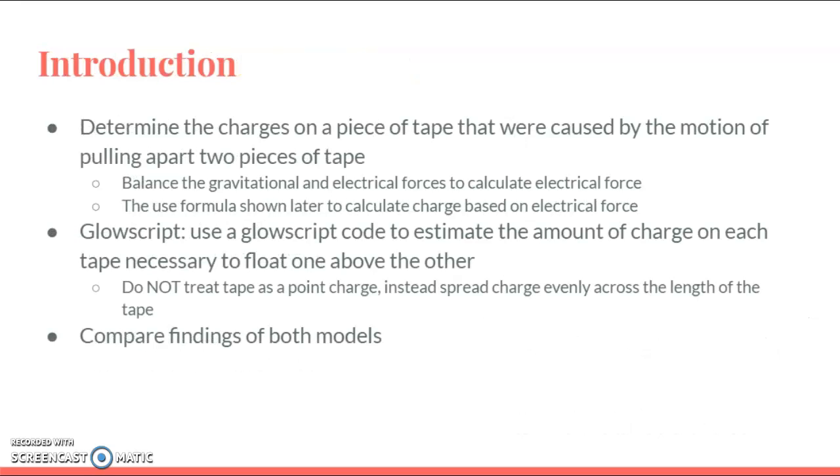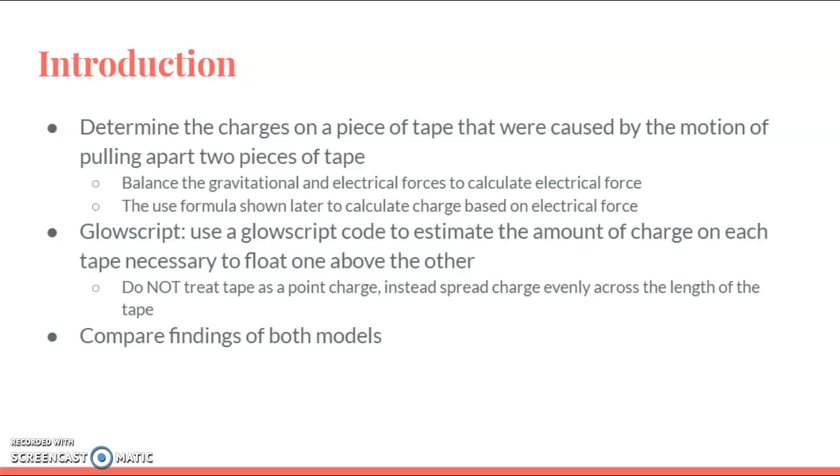Now, again, in this lab, we determined the charge on a piece of tape that was caused by the motion of pulling apart two pieces of tape. We did this motion in lab 1, and so I utilized my results from lab 1 in this lab as well. We balanced the gravitational and electric forces when we observed a tape floating in order to calculate electric force, and then we also utilized GlowScript in order to estimate the amount of charge on a piece of tape necessary to float one tape over the other.